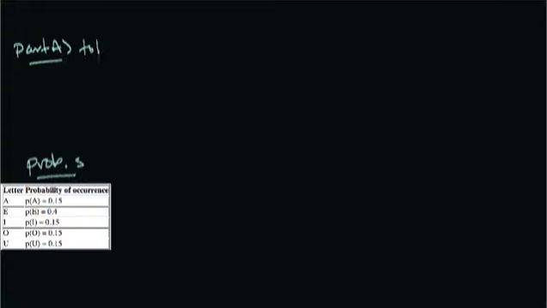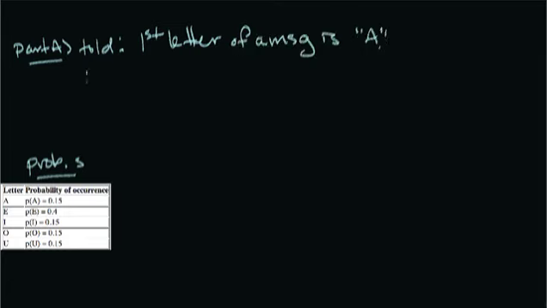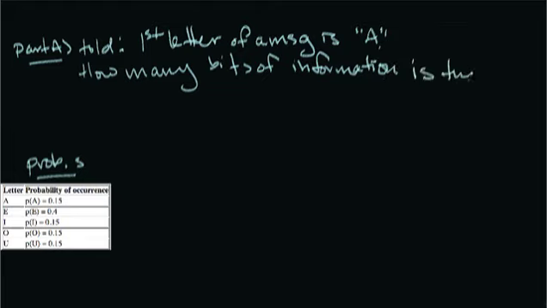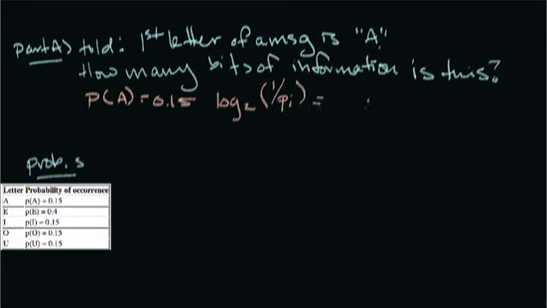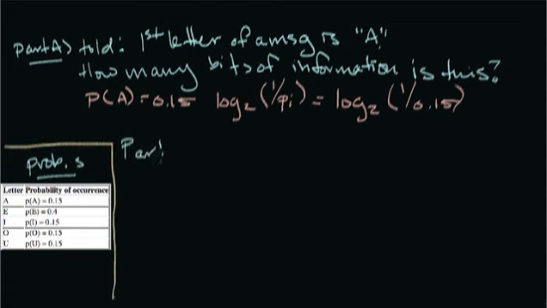Now, part A of this question is that you're told that the first letter of a message that Ben tries to convey to the dentist is an A. So, how many bits of information is this? Using one version of our handy formula from lecture, the probability of A we know is 0.15. Our formula is bits of information is log base 2 of 1 over p, the probability. So it's just log base 2 of 1 over 0.15. Now, we'll just outline the probabilities here.